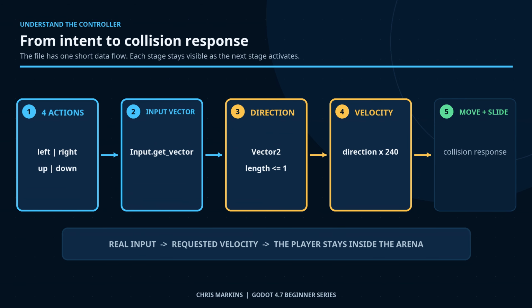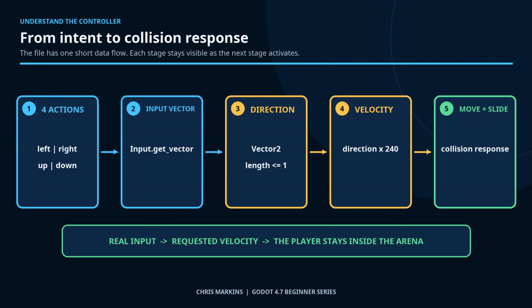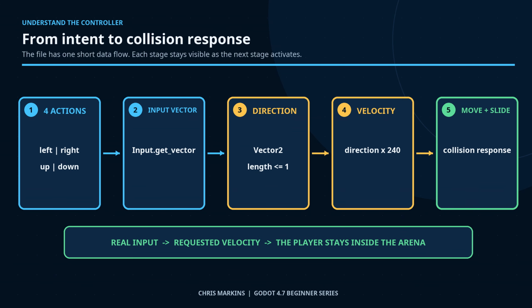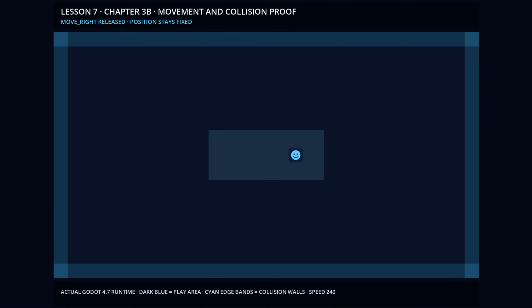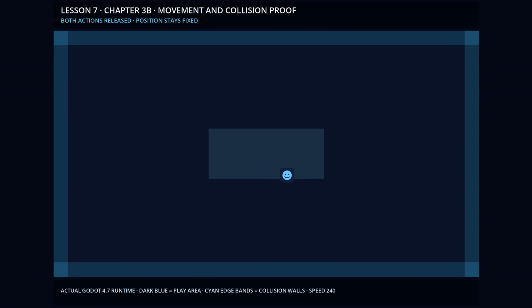A left direction produces a -x velocity. Right produces +x. Up produces -y. And down produces +y. No key pressed produces the zero vector and therefore zero requested velocity.